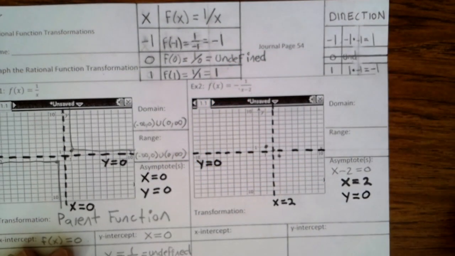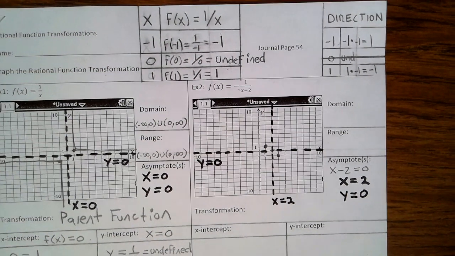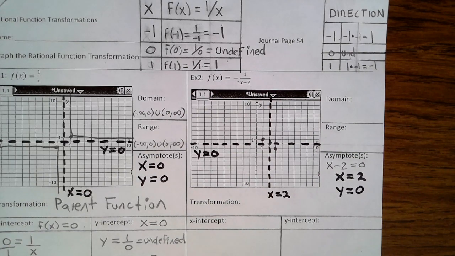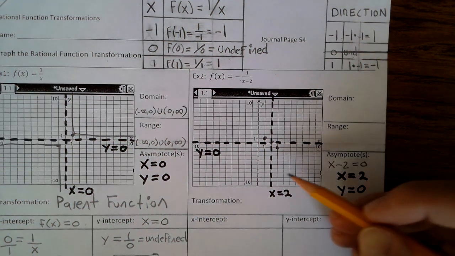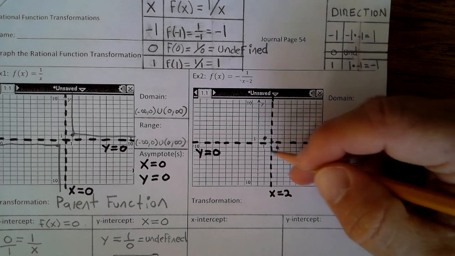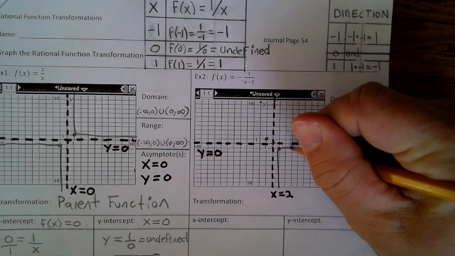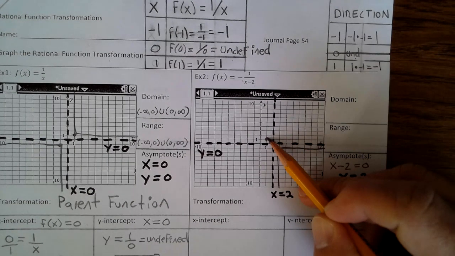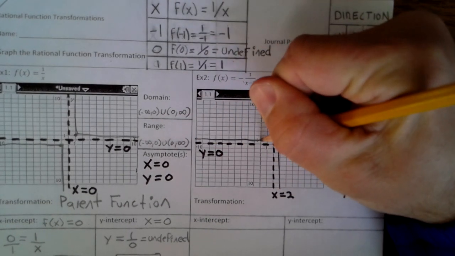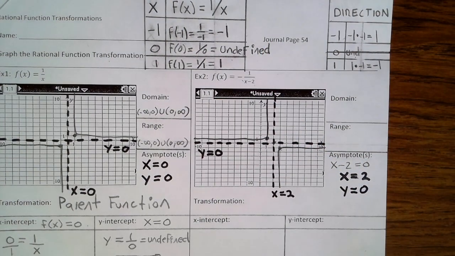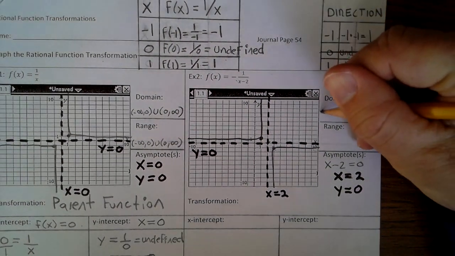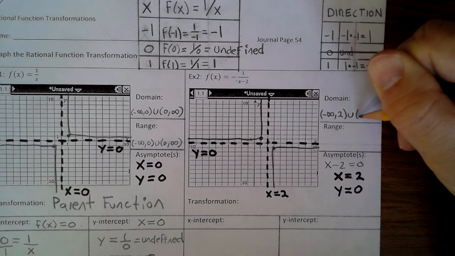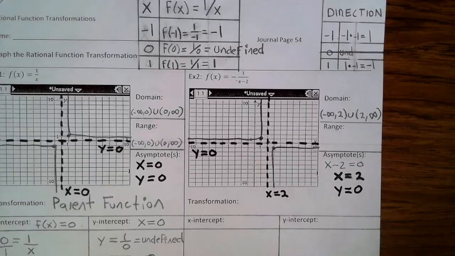Now, once we have our points graphed and our asymptotes graphed, we know that our curve lies between these two asymptotes because that's where our point is. Okay, so domain is from negative infinity to 2 or 2 to infinity. And our range is negative infinity to 0 or 0 to infinity.